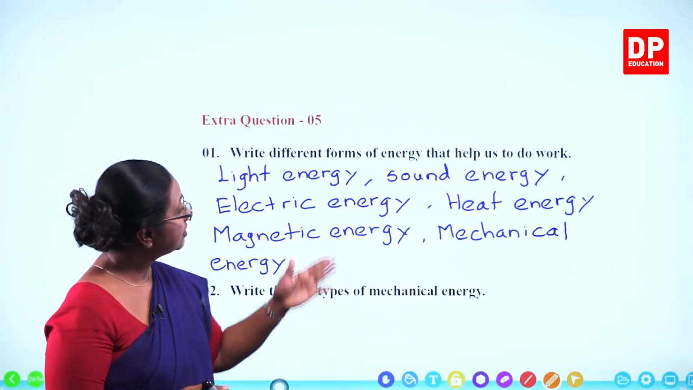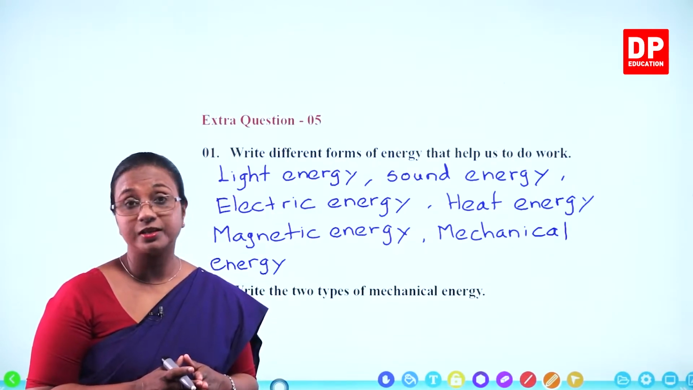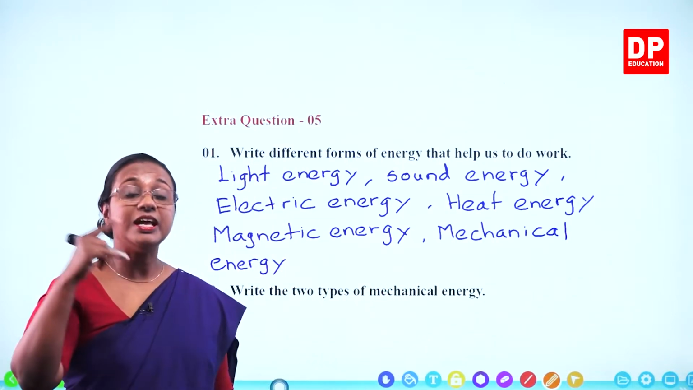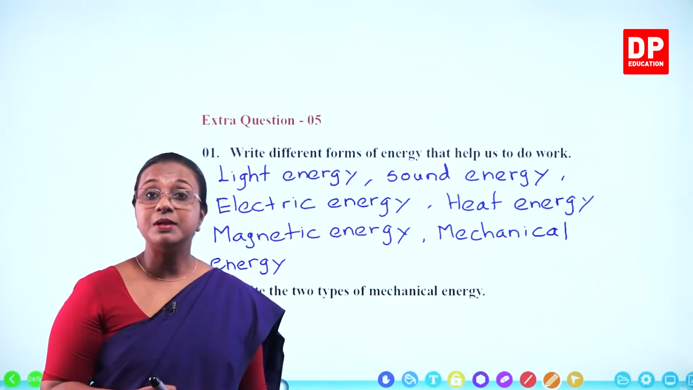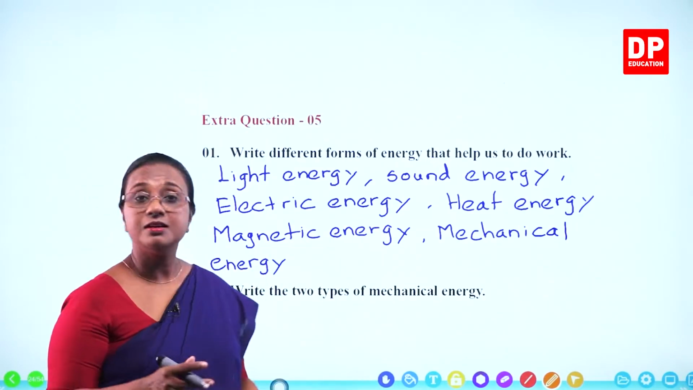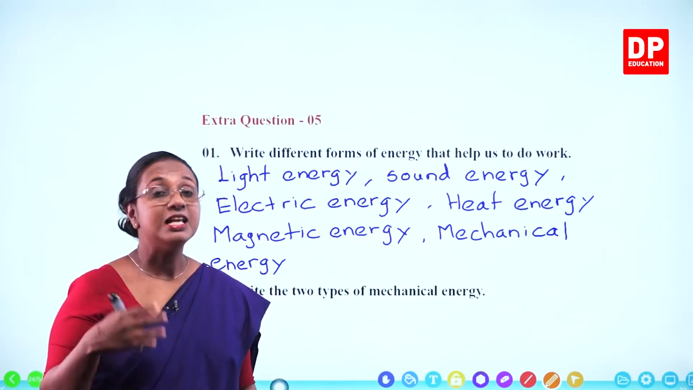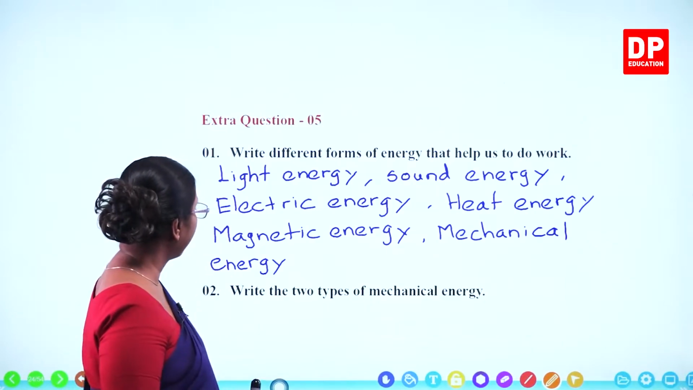Again, electric energy, heat energy, those also help us to do different forms of work. You can remember heat energy is needed to rotate the turbine. So their work is done. That is in thermal power plants. Then electric energy, so many things. If you switch on the fan, it rotates, so electric energy is used to do work. That is to rotate the fan.